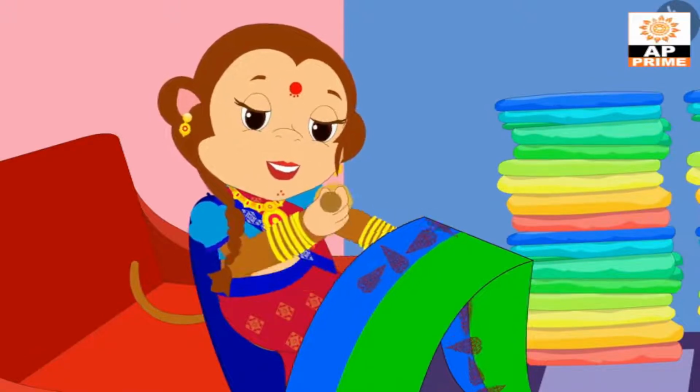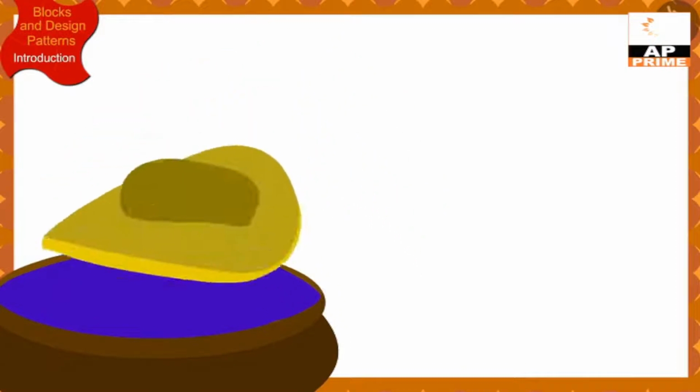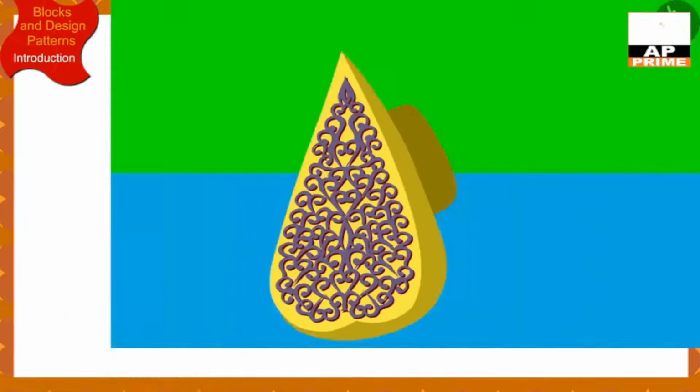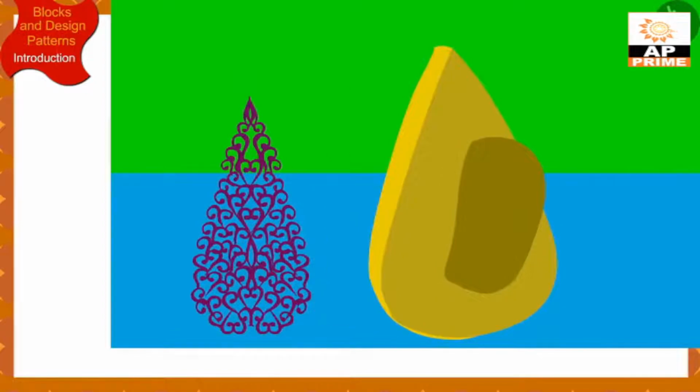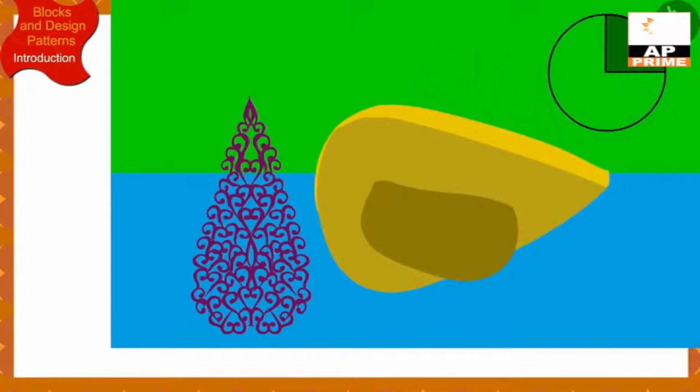Banno has a block of this design. She first dipped her block in a box of color and made an impression on the sari using her block in this way. She then made a second impression by dipping the block in the box of color again, this time rotating the block a quarter in the clockwise direction.